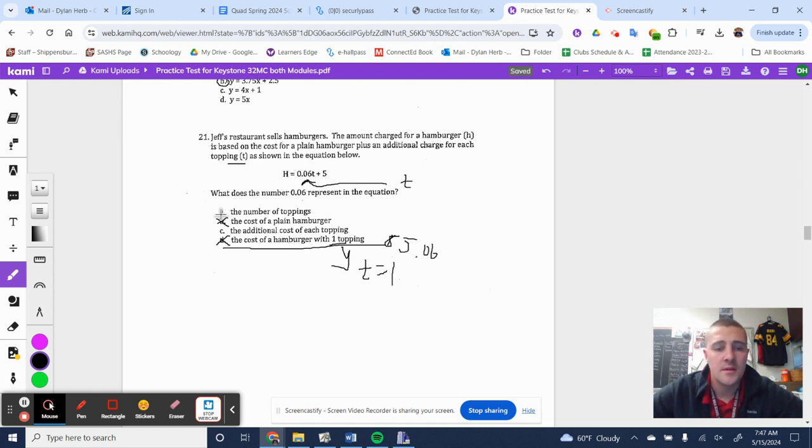And the number of toppings, it's not A either. Why is it not A? Because the number of toppings, it says right here that the additional charge for each topping, T. It tells us that T represents the number of toppings, not the number in front of T. So the number in front of T is the cost of each topping.